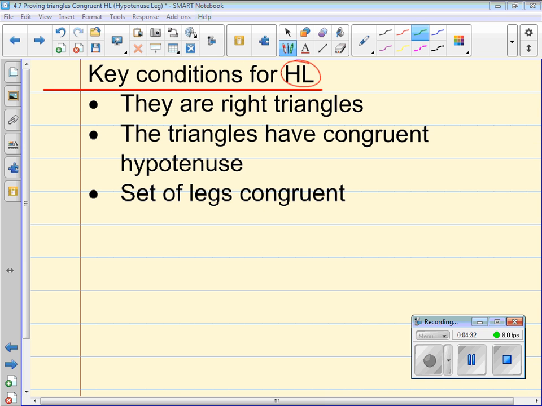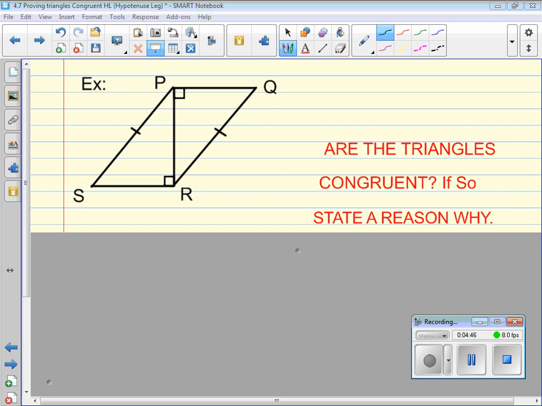All right, next up, just to remind ourselves, key conditions to use HL is the two triangles have to be right triangles. Another thing, the triangles have to have congruent hypotenuses. And the last thing is the set of legs have to be congruent. All right, here we have an example.